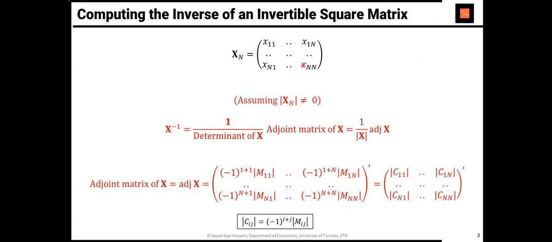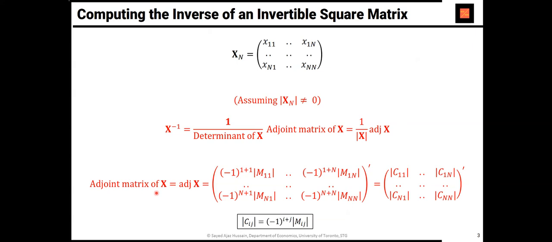Someone gives you an n by n matrix, assuming the determinant is not zero. The inverse of this matrix is found by 1 divided by the determinant, which is a scalar, multiplied by something called the adjoint matrix. So again, 1 divided by the determinant of that matrix up there times the adjoint matrix. And the adjoint matrix is given by this thing right here.